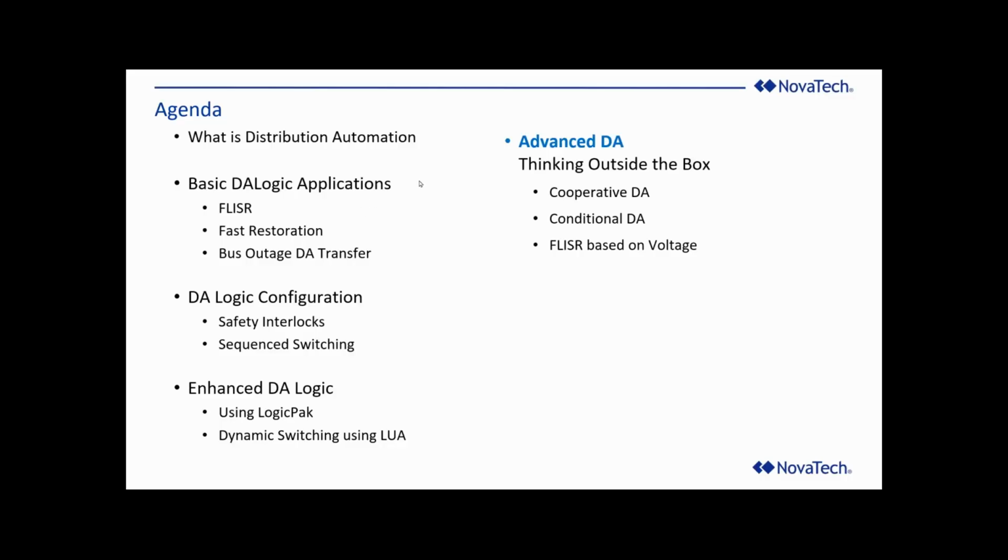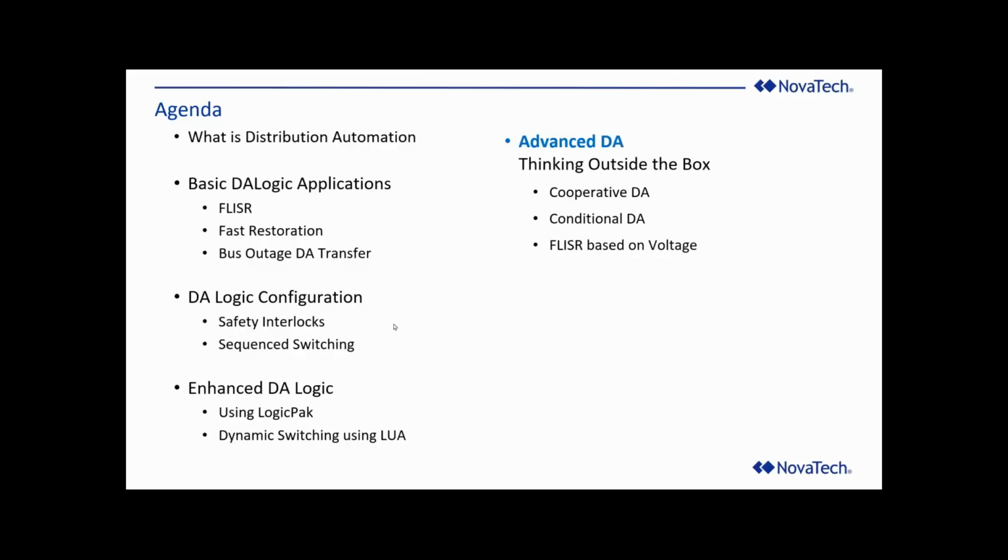I'm going to go through a number of things with distribution automation, exactly what it is, what it isn't. We'll go through the basic DA applications that you can do with the DA logic out of the box, the way that it was designed to be used, including Flizzr and a few other advanced applications that you can still do with the basic DA.